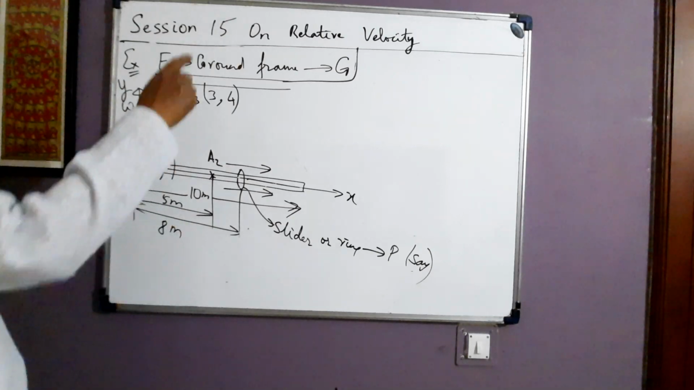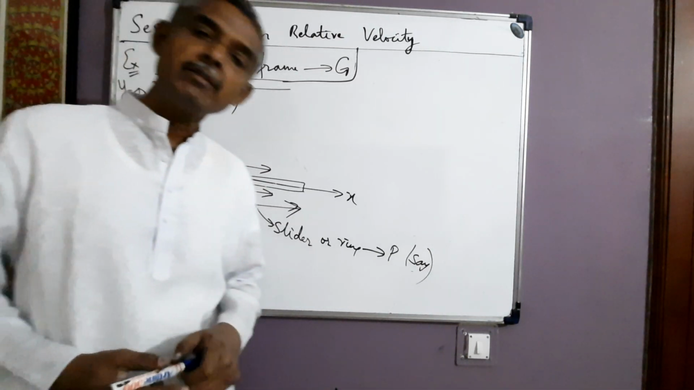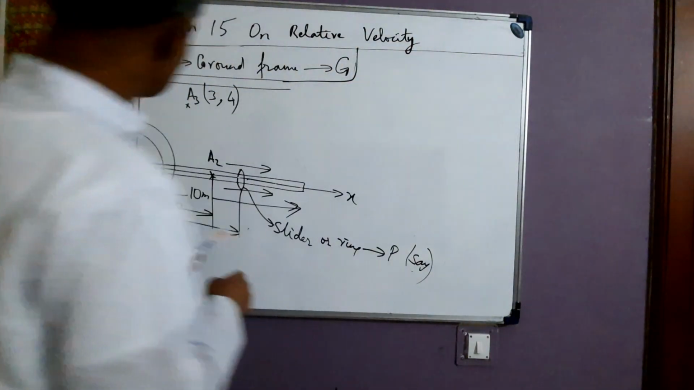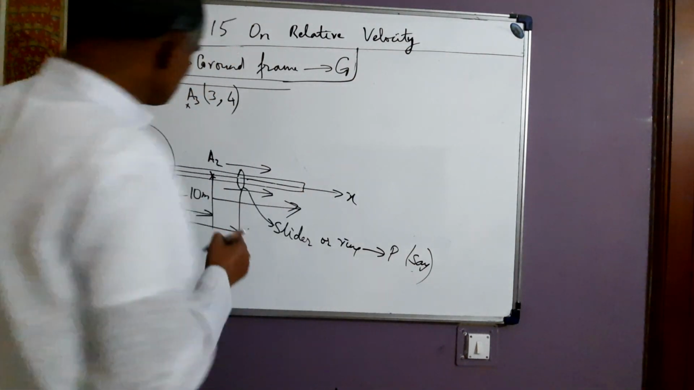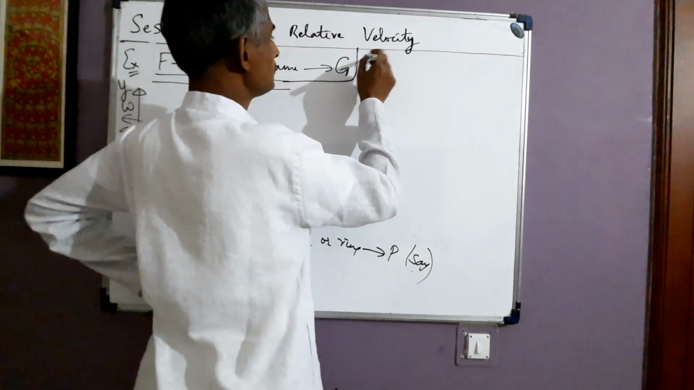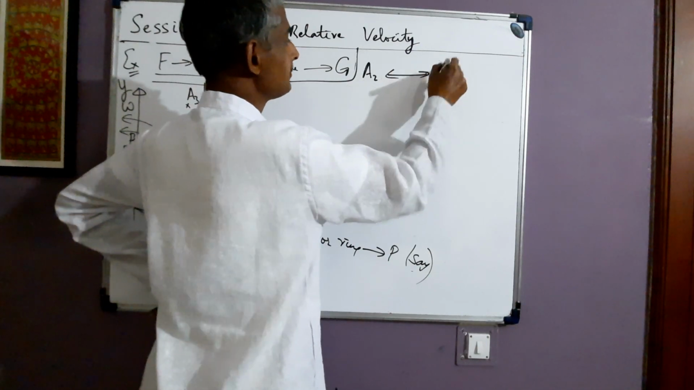In the 14th session, we took point A1 to be point A, and we found VPG. We got 5i plus 32j hat meter per second. Now we take some other point to be point A and then find VPG. We take A2 to be point A.